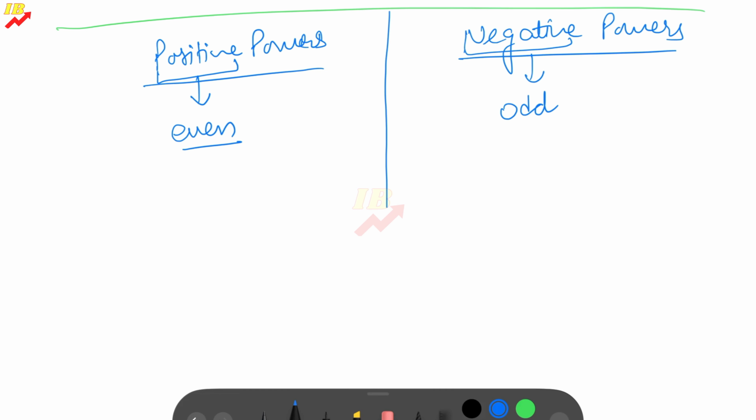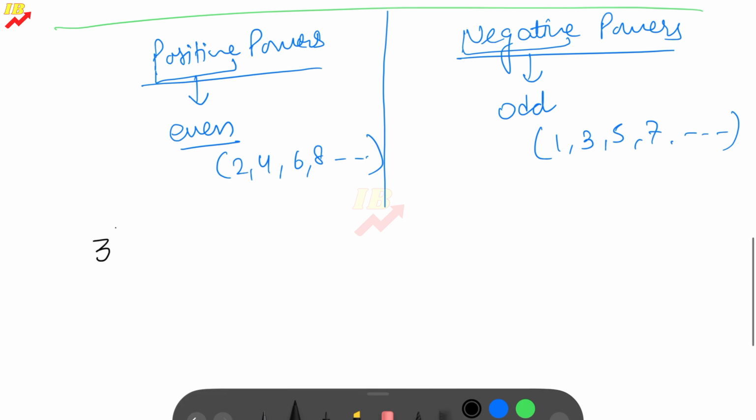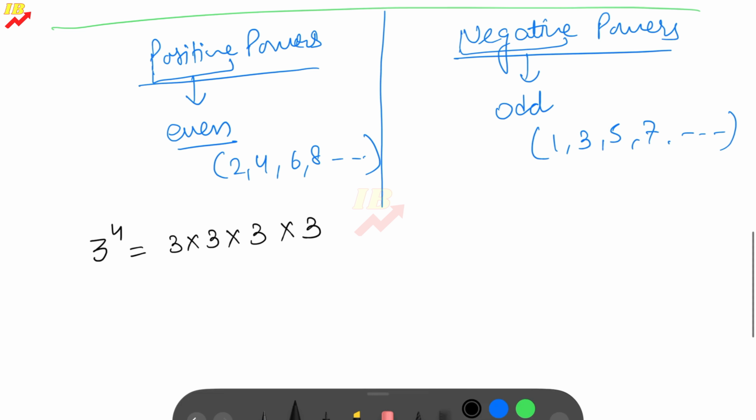Odd numbers are basically 1, 3, 5, 7, and so on. Even numbers are 2, 4, 6, 8, and so on, right? So let me take an example to make you understand it a little more. The above two examples which I gave you are also positive power examples. If I'm writing 3 raised to power 4, it's 3 times 3 times 3 times 3. Because the power is an even number, whatever answer you're getting is going to be a positive solution.